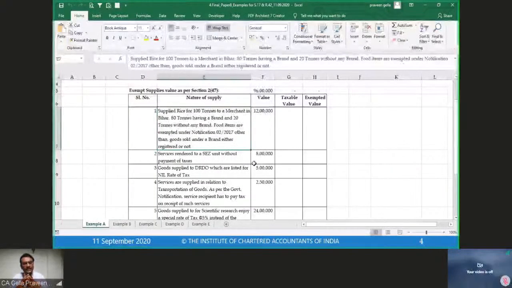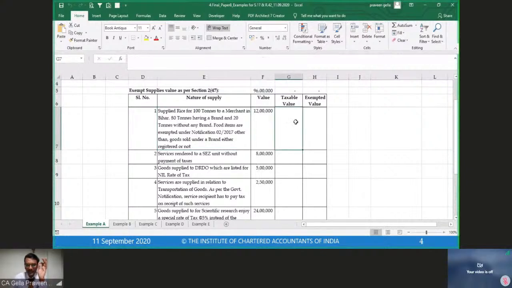First example, supply of rice for 100 tons to a merchant in Bihar. 80 tons having a brand and 20 tons without having a brand. Food items are exempted under notification 2 of 2017 other than goods sold under a brand, either registered or not. So here, this example, I would like you to help me out. There is a value of supply for 12 lakhs. This value, please bifurcate how much is taxable, how much is exempted.